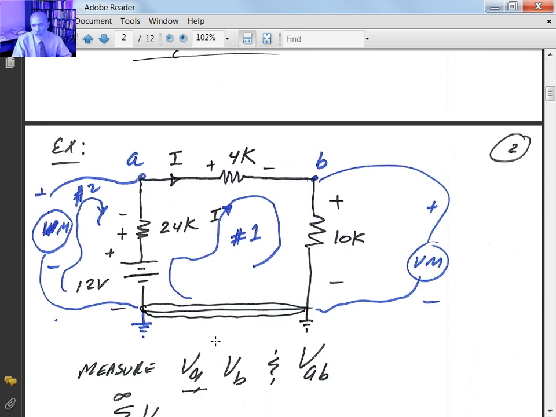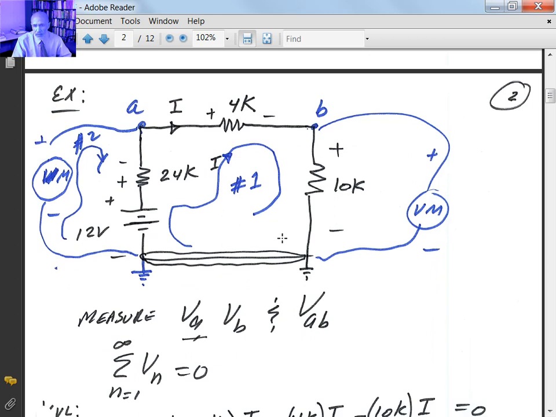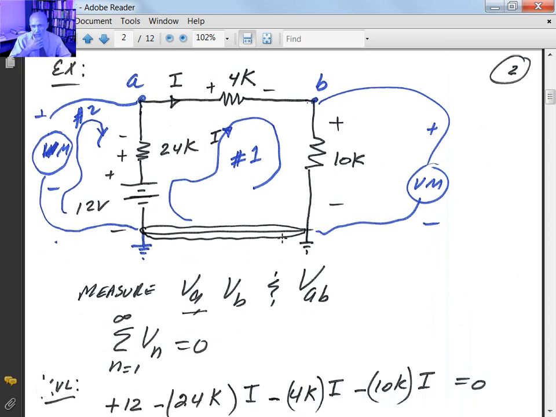We want to make the following measurements. We want to calculate the voltage V sub A, V sub B, and also VAB. So we're going to look at the voltage from A to the ground, B to the ground, and the voltage from A to B. Now, as a single series circuit, we're going to use KVL: the algebraic sum of all the voltages in a closed loop is equal to 0.